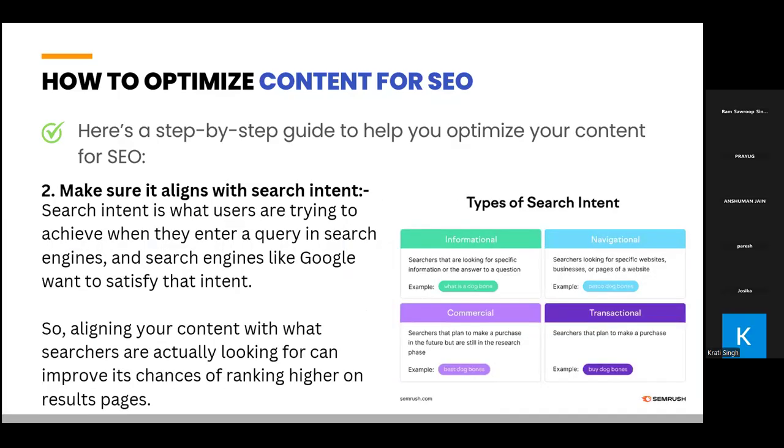Then, like I said, make sure it aligns with your search intent. Example, what is dog bone? If that is your intent, or you want a user who is searching for this type of intent to land on your website, then you need to include the keywords that are related to informational intent. Always remember.